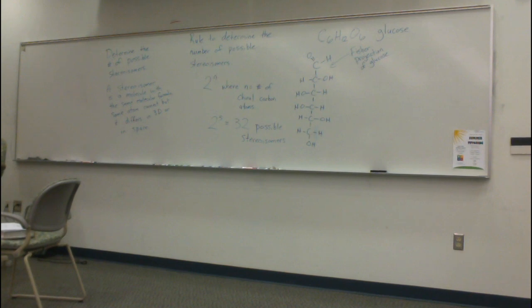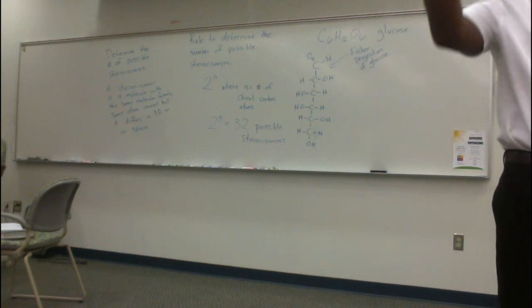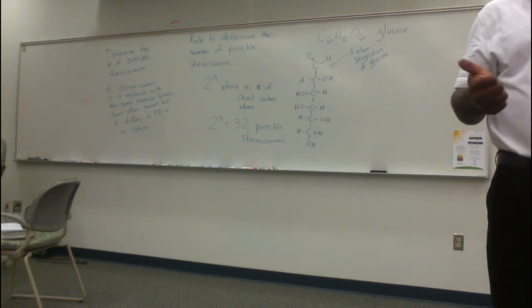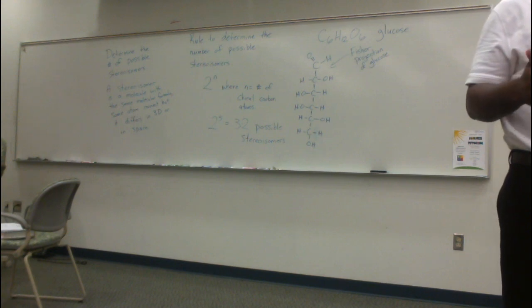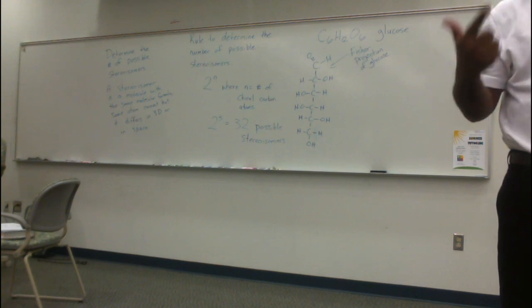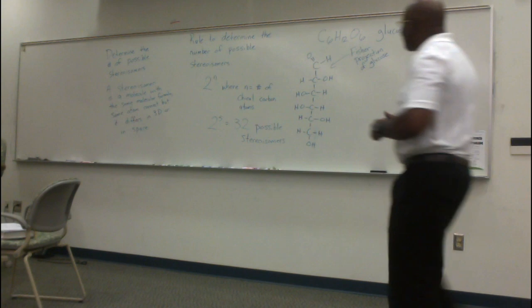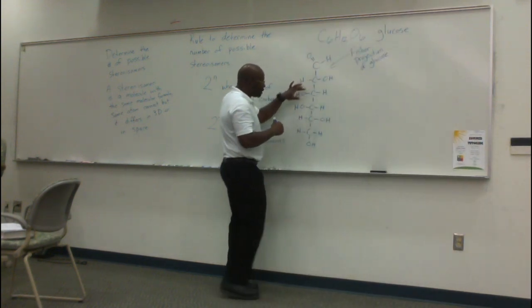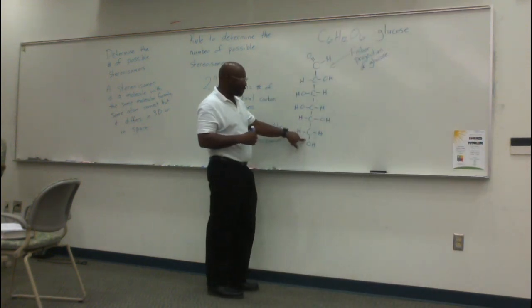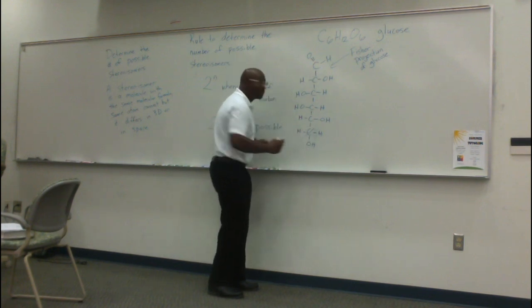In the Fischer projection of glucose, how many chiral carbon atoms do we have? We apply our rules. What are we going to eliminate first? CH2s and CH3s. Do we have any CH2s and CH3s in our molecule? Yes or no? The only one with a CH2 or CH3 will be the bottom carbon. Cross that one out.